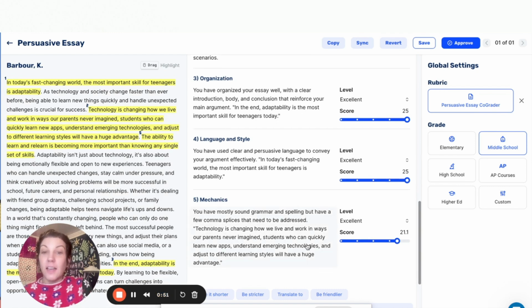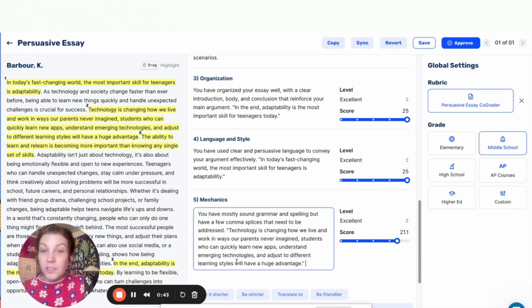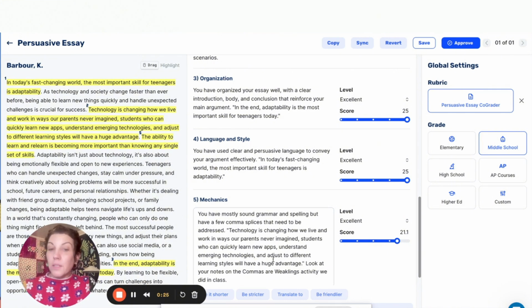As far as mechanics, it says that this student has some comma splices. Now, I know that this is something that basically all of my students are working on. So I'm going to just add a little note down here that again makes it custom and specialized to my class. And so I'm just going to reference an activity that we did in class together to refresh the student's mind on how to make sure they're not writing with comma splices. So I just made a note down here. Look at your notes on the commas are weak links activity we did in class. That was an activity where we specifically addressed comma splices. So putting this into the CoGrader feedback is going to help that student write clear and coherent sentences.